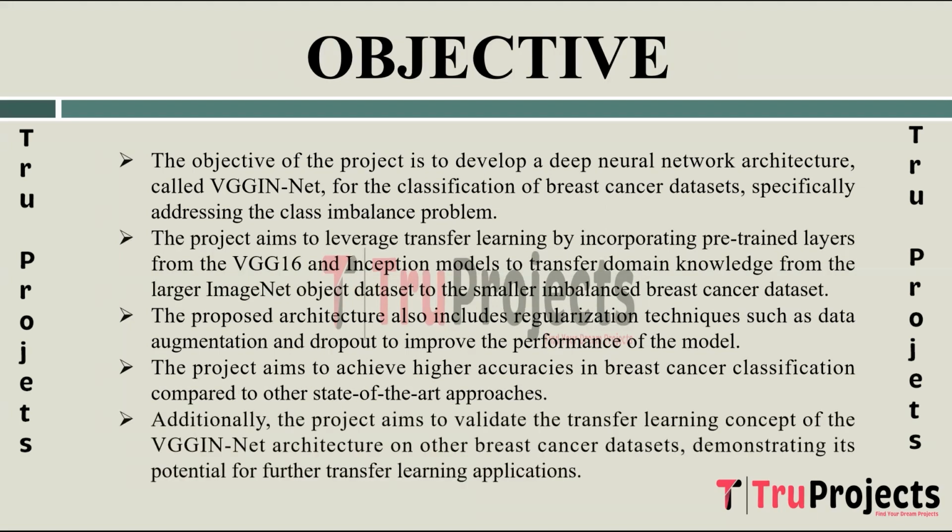Beyond achieving high accuracy on a specific dataset, the project aims to validate the transfer learning concept of the VGGIN Net architecture on other breast cancer datasets. By demonstrating its efficacy on different datasets, it showcases the potential of the architecture for broader transfer learning applications in the field of breast cancer classification.